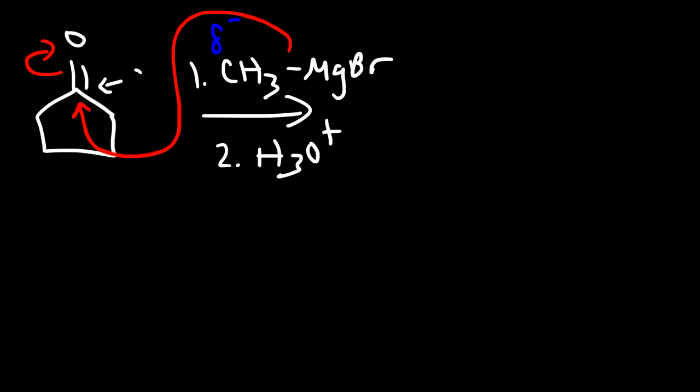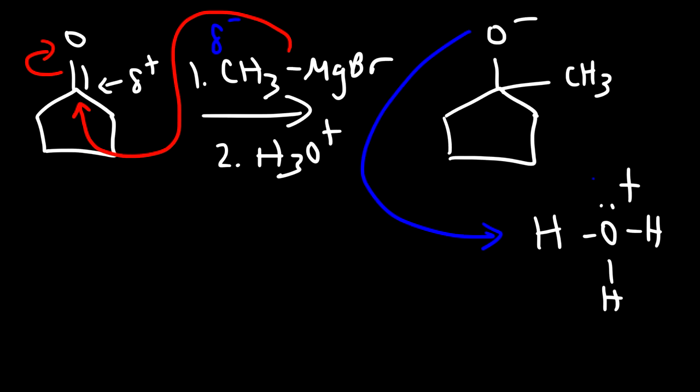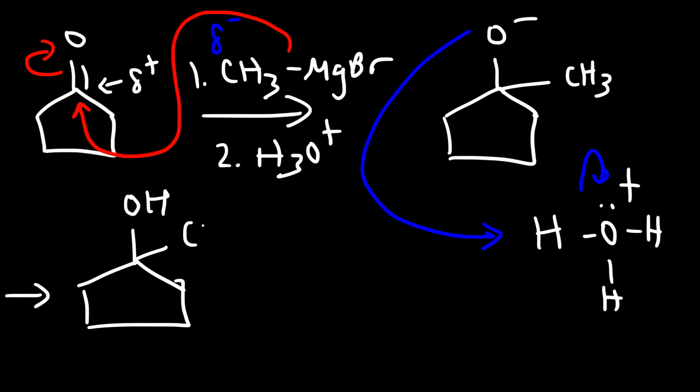This carbon has a partial positive charge, because oxygen is more electronegative than it. And so we're going to add this methyl group to this carbon, and we're going to get an alkoxide ion. And then we are going to acidify the solution. So this is going to pick up a hydrogen and turn into a tertiary alcohol. And so the Grignard reagent can convert aldehydes, ketones, and even esters and acid chlorides into alcohols. So this is the final product.